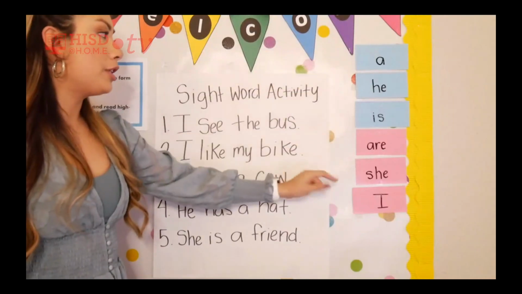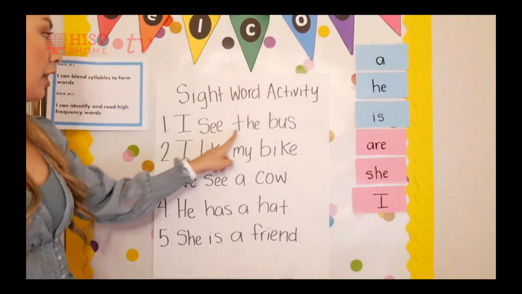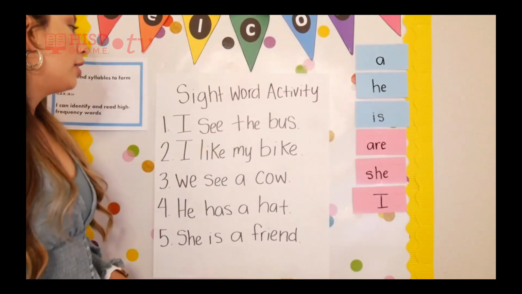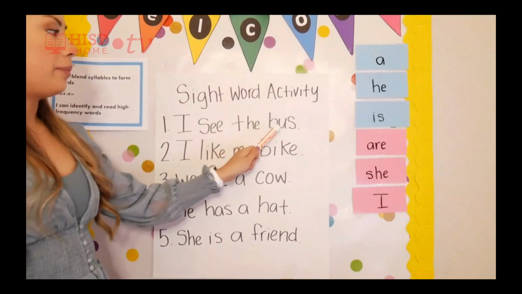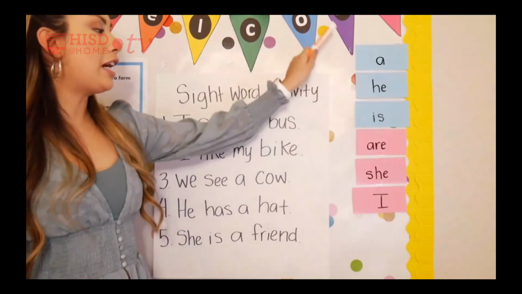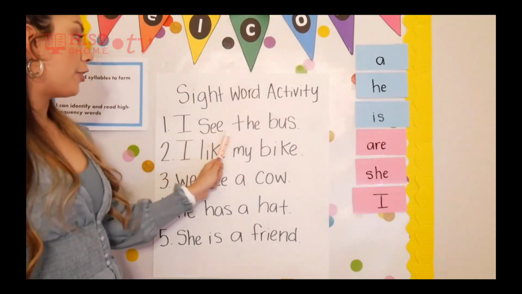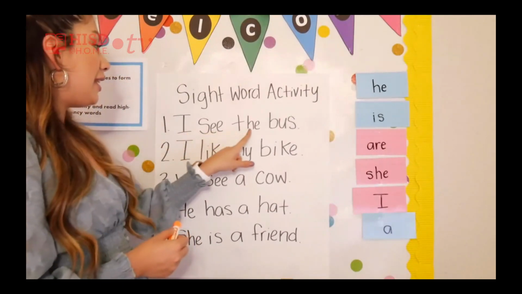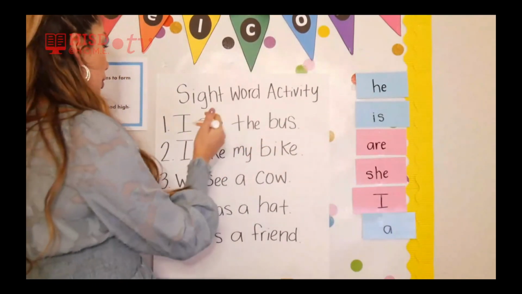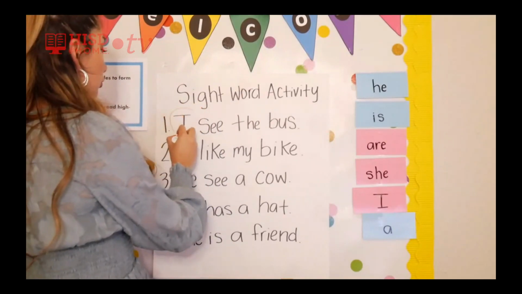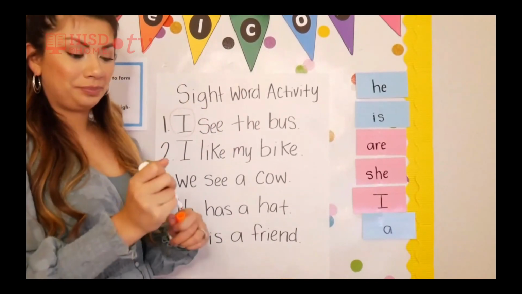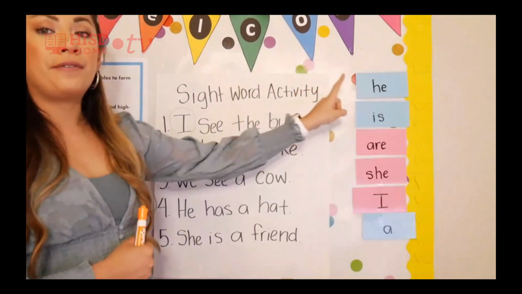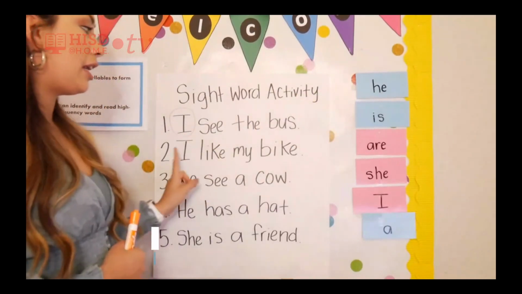So these sight words, we need to look for them in these sentences. Let's do the first one together. I see the bus. Are any of our sight words in this first sentence here? I see the bus. I. So I'm going to circle I. And you're going to do the rest of them the same way. You're going to find these sight words in our sentences.